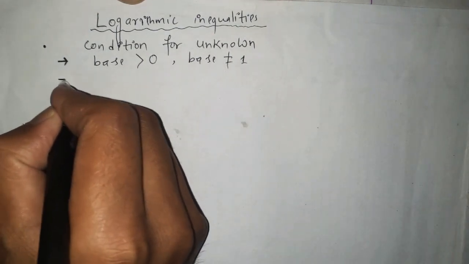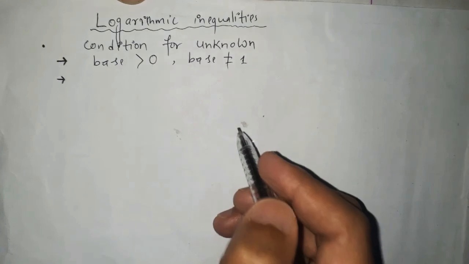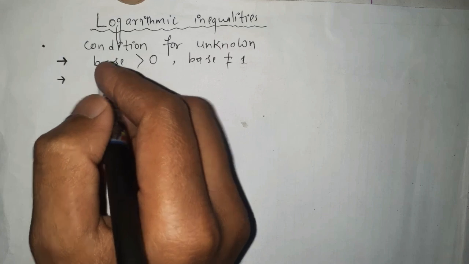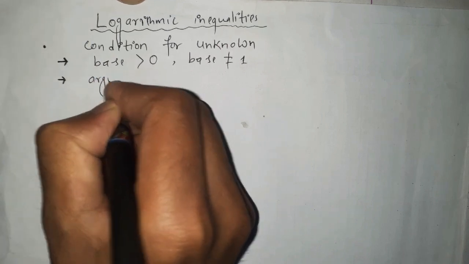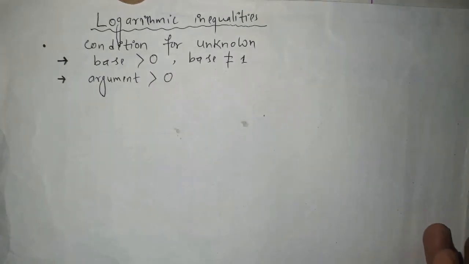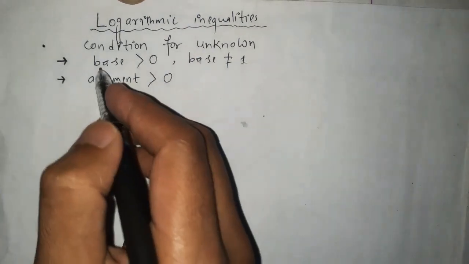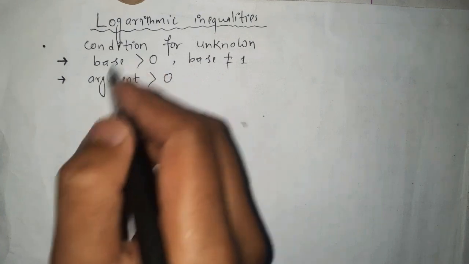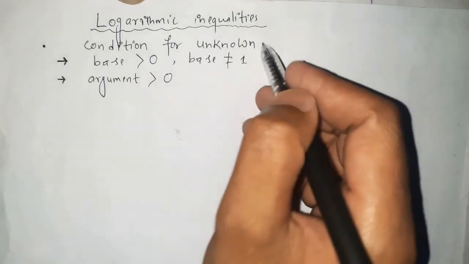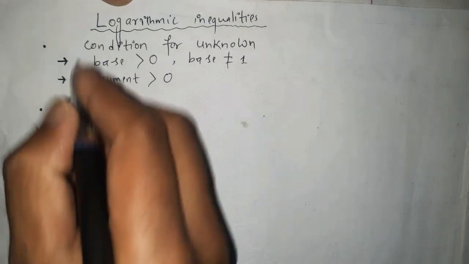And the next condition we can apply for finding the conditions for the unknown is in the case of the argument. The argument of the logarithm should always be a positive number. The argument cannot be negative or 0. It should always be positive. These two points are very important for finding the conditions for the unknown. Please remember these points.